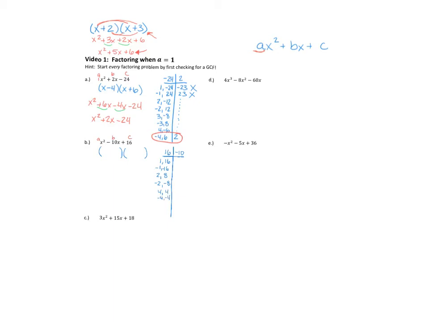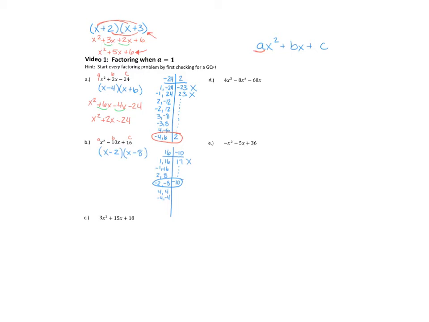Then again, I would start summing all these up to see which one's going to give me a negative 10. 1 and 16 gives me a positive 17, not what we're looking for. Continue summing until you find the correct combination, which in this case is going to be negative 2 and negative 8. So then I come over here to my binomials and plug this in. x minus 2 and x minus 8. And again, you could FOIL that back together to make sure you have the correct answer.